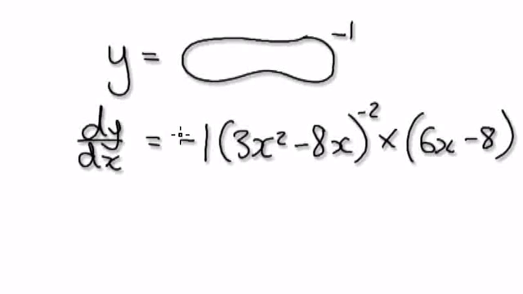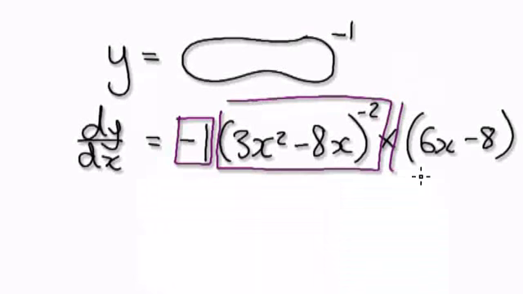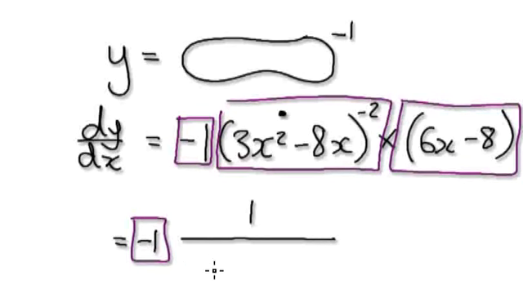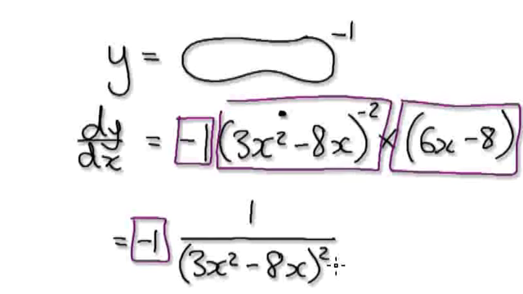Now it's just a matter of tidying up. So at the moment you've got one block multiplying with this block here, and then you're going to multiply with this block. So just tidy up now. You've got your -1 block here, and then visualize this thing as 1 over 3x squared minus 8x, to the power of 2.